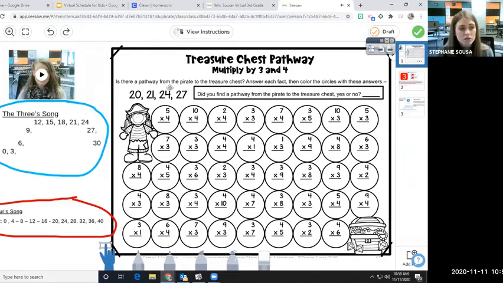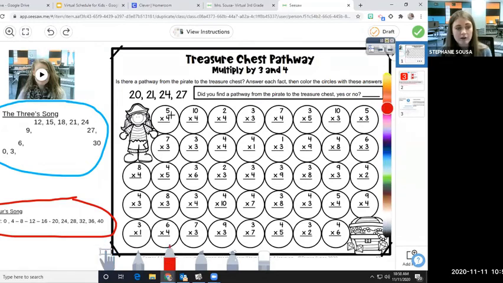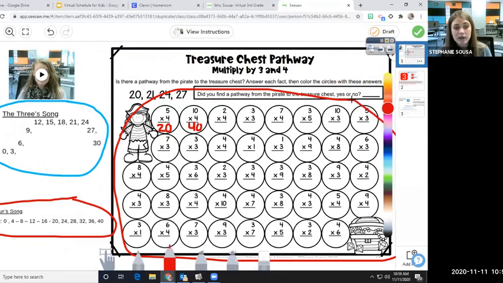So I'm going to solve each of these facts. I'm going to use my pen tool or my label tool, whichever I prefer. Do 5 times 4. This is a 4. I'm going to use the 4 song 5 times. 4, 8, 12, 16, 20. That equals 20. Then I'm going to move on to the next one. 10 times 4, that's a 4s. 4, 8, 12, 16, 20, 24, 28, 32, 36, 40. That equals 40.